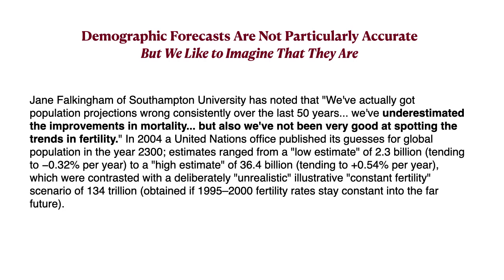And then she notes a 2004 United Nations publication for guesses of the global population in the year 2300. And of course, this is just pure guesswork, and we have a low estimate of 2.3 billion and a high one of 134 trillion, which is, of course, as absurd as the people who came up with that projection fully knew. So we have this illusion of being able to predict what's happening and what's going to happen in the future. And I should say, too, the farther into the future, the more these projections become pure guesswork.